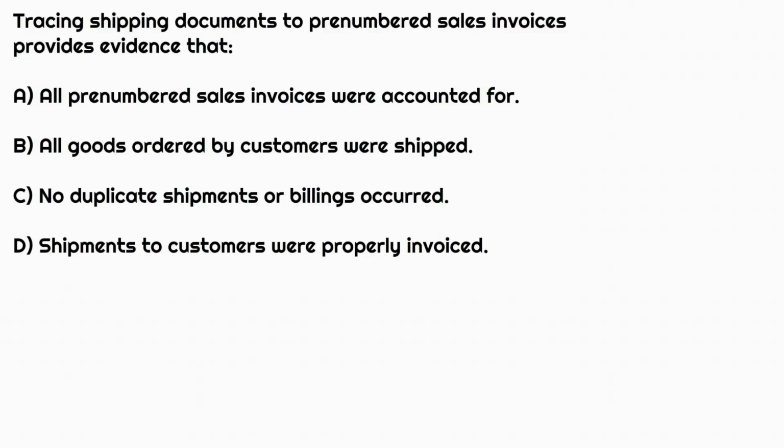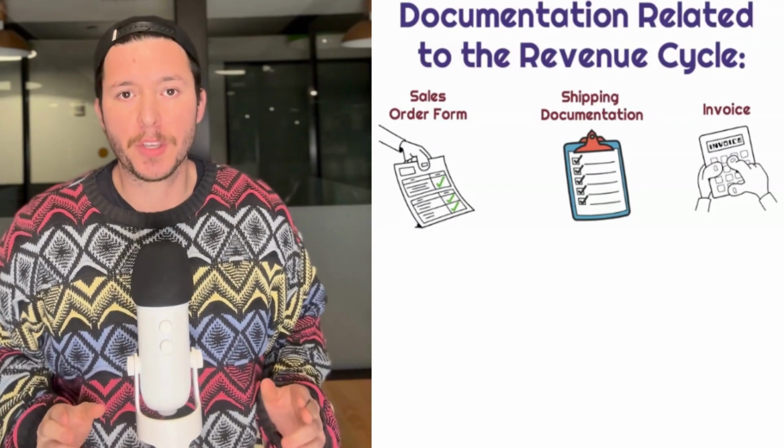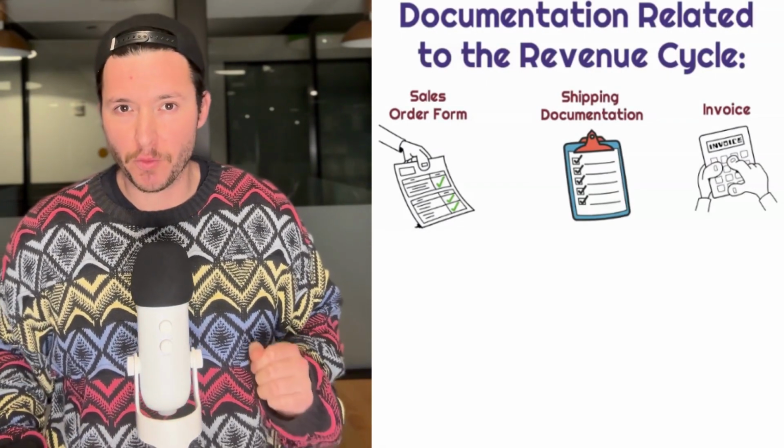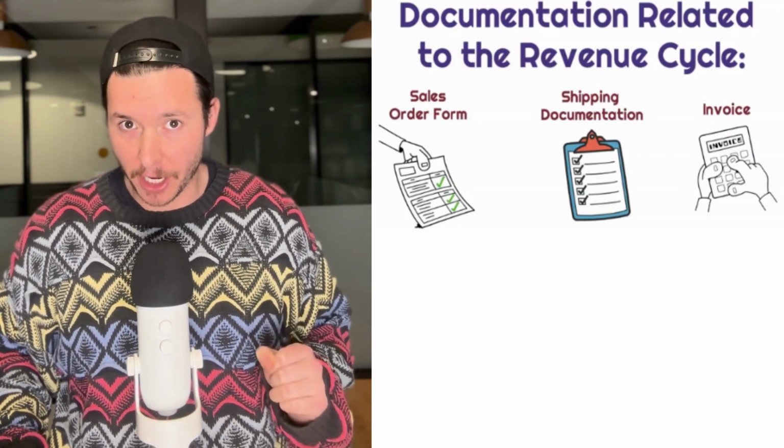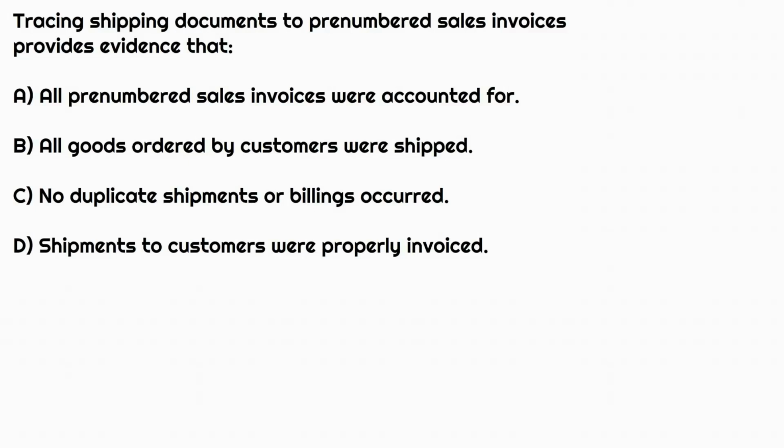All right, so diving right into it, we're taking a look at this question that says, tracing shipping documents to pre-numbered sales invoices provides evidence that... Okay, so when scanning through this question, I want your mindset to be really thinking about the documentation that is getting tested by the auditor. All pre-numbered sales invoices were accounted for, all goods ordered by customers were shipped, no duplicate shipments or billings occurred, or shipments to customers were properly invoiced.